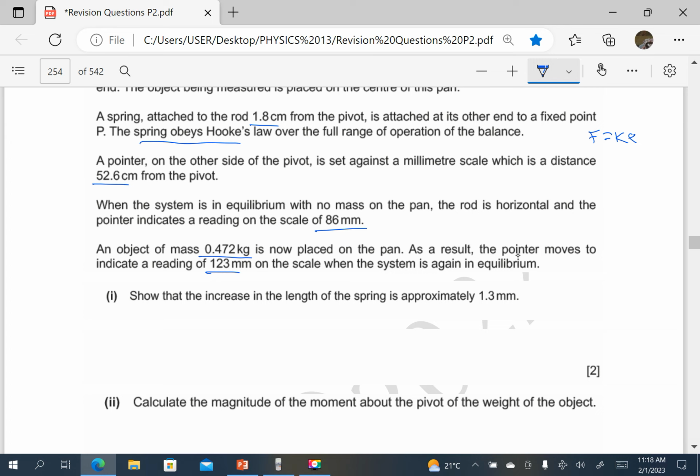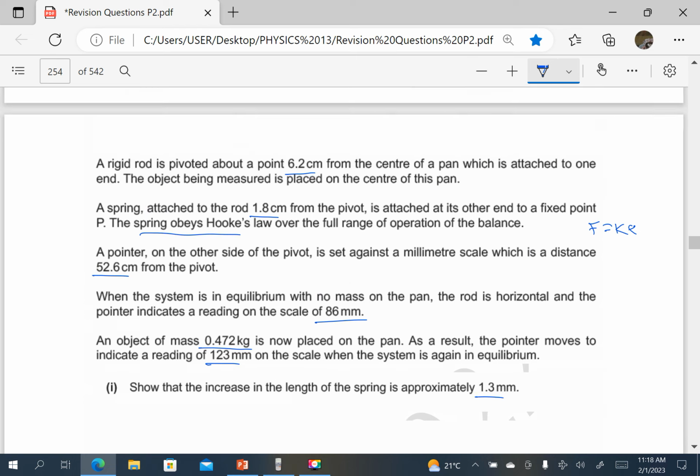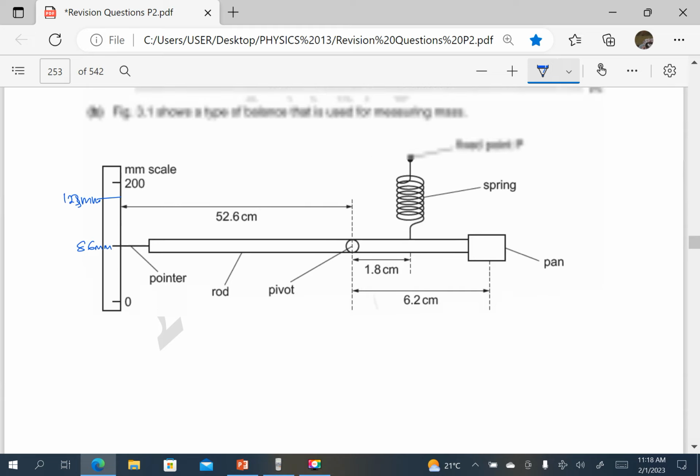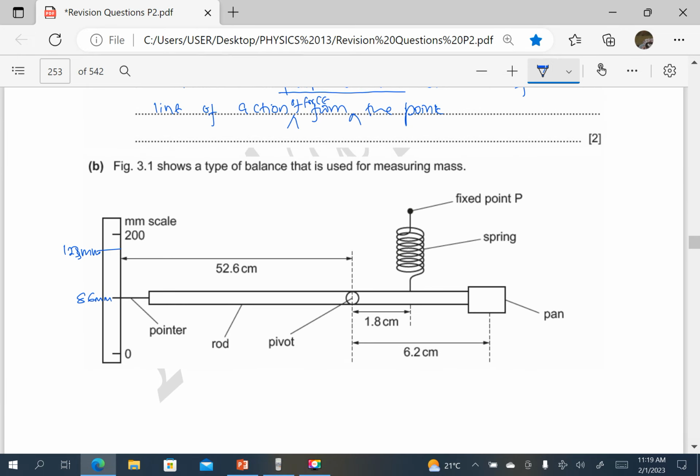indicate a reading of 123 millimeters on the scale when the system is again in equilibrium. Show that the increase in the length of the spring is approximately 1.3 millimeters. Okay. So I think that is also easy. We are going to use simple mathematics here. Of course, it is always in equilibrium.